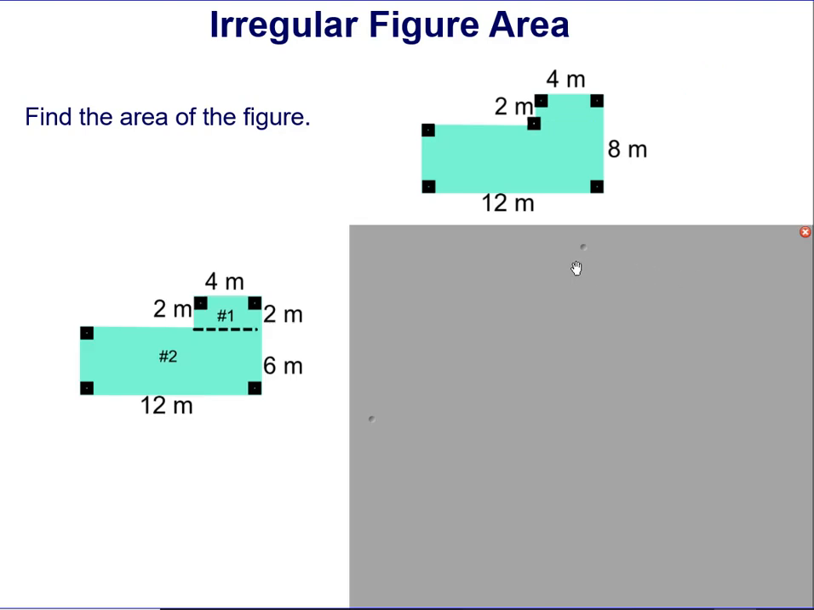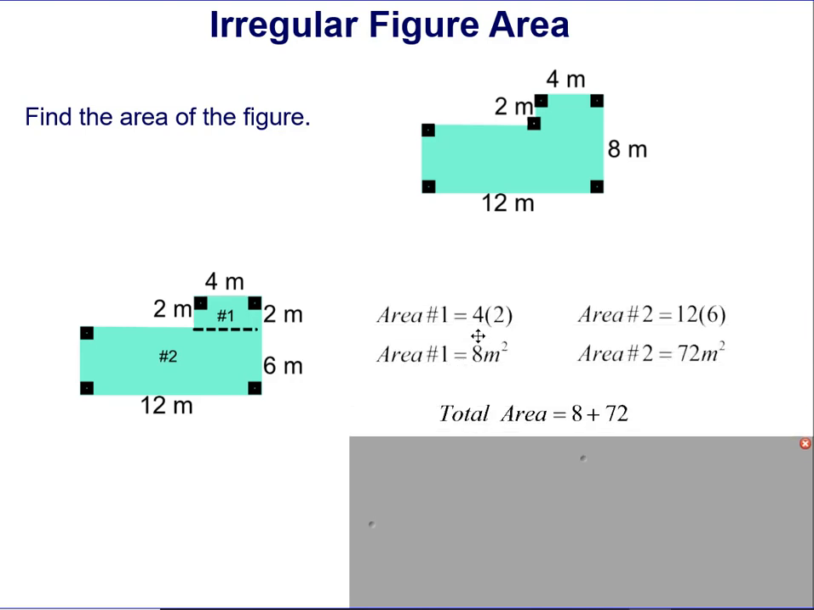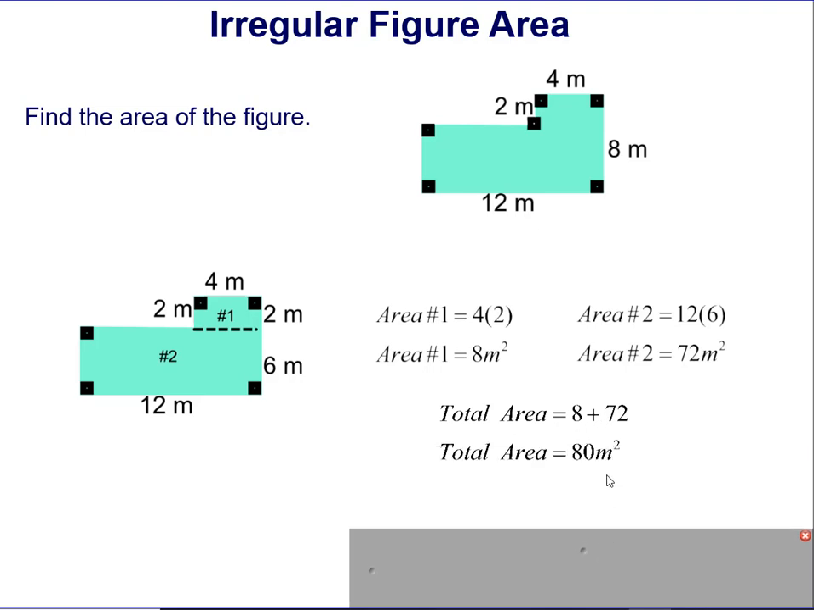Now that I have my 2 shapes, my next step, step 3, is to find the areas. So the area of shape 1 is 4 by 2, or 8 meters squared, and the area of shape 2 is 12 by 6, or 72 meters squared. I add the 2 of them together. My total area is 80 meters squared.